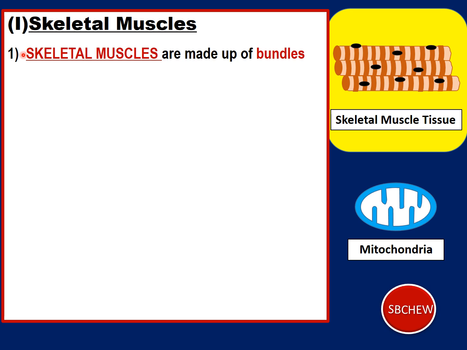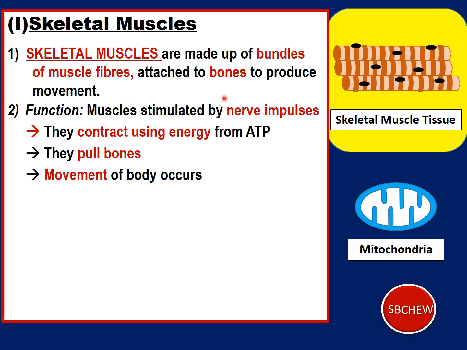Let's look at the structure of skeletal muscles. They are made up of bundles of muscle fibers attached to the bones to produce movement. So these are the muscle fibers, which are grouped together to form bundles. The nuclei are on the external surface here, and there are striations or stripes on the muscles. So when these muscles attached to the bones contract, they will produce movement.